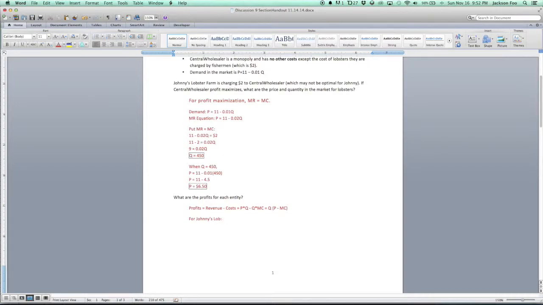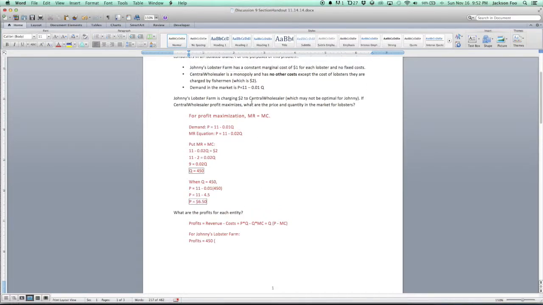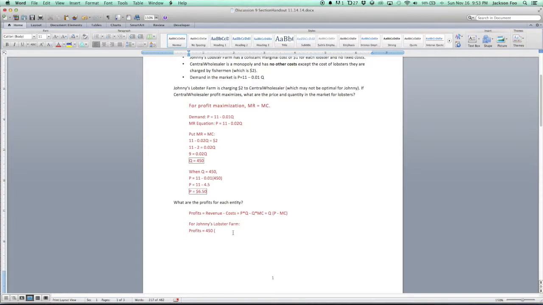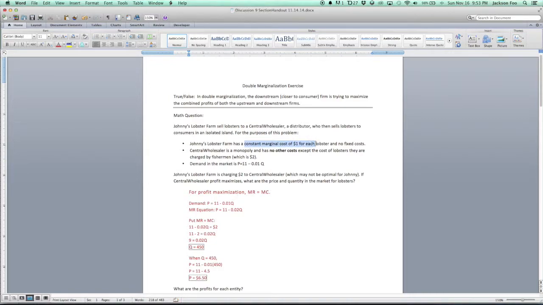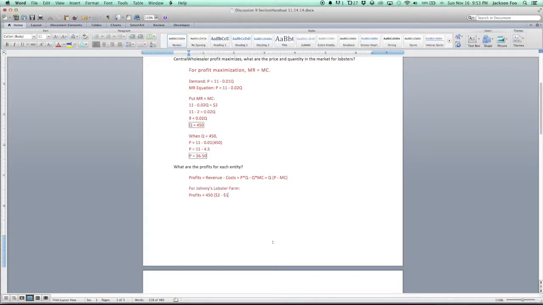So for Johnny's lobster farm, assuming that they only consider what they're selling to the wholesaler, we see that profits will be equal to the quantity, which is 450 in this case, multiplied by what they're charging the central wholesaler. You see here, Johnny's Lobster Farm is charging $2 to the central wholesaler, but they incur a constant marginal cost of $1 for each lobster. So we're going to subtract $1. That gives us 450 times 1, which gives us $450 in profit altogether.